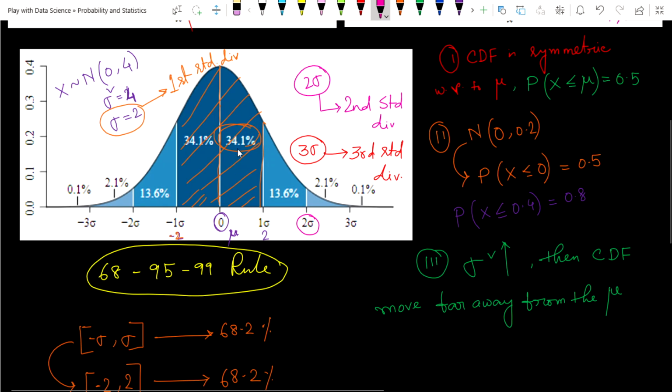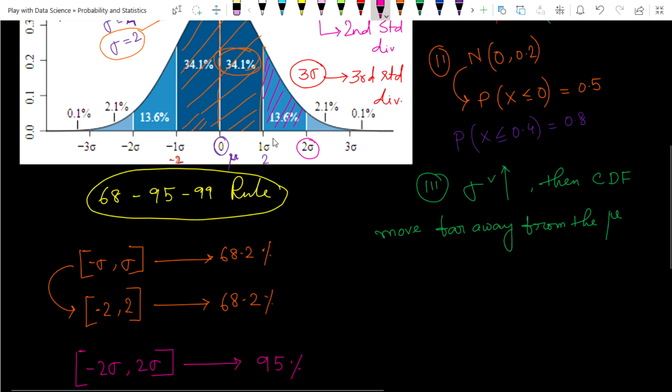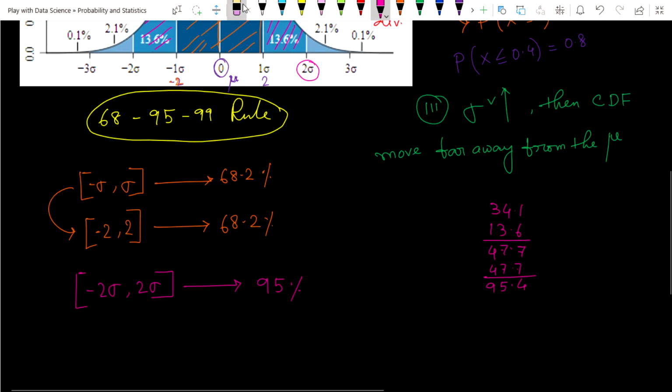Let's see this now. Here we have 34.1%. Here we have 13.6%. So 34.1 plus 13.6 is 47.7. On the other side we also have 47.7, so the total is 95.4%. It is really simple: 95.4% of the data.